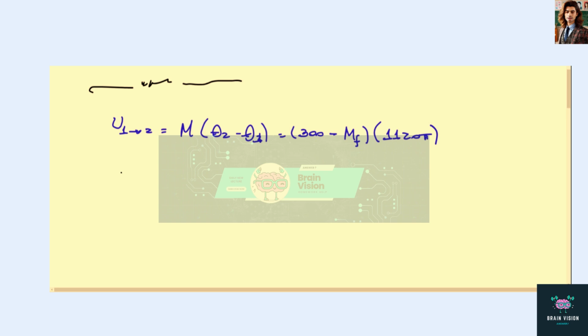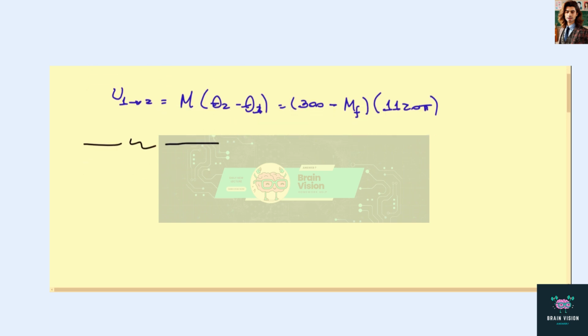Okay, so now that we have the energy of this motion, we also know what is the final state of the motion. So let's put here the final conditions. We know that in the final state, omega 2 is going to be equal to 2,400 rotations per minute, which gives us a value of 80 pi rads per second.